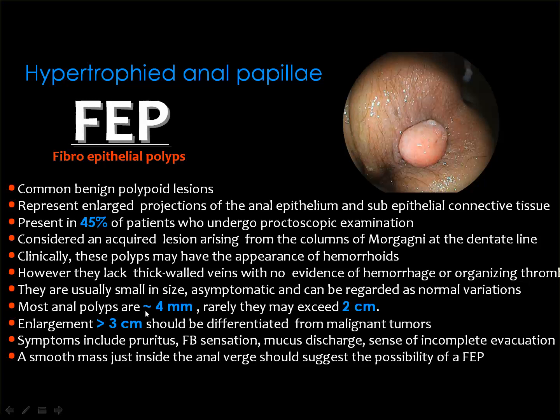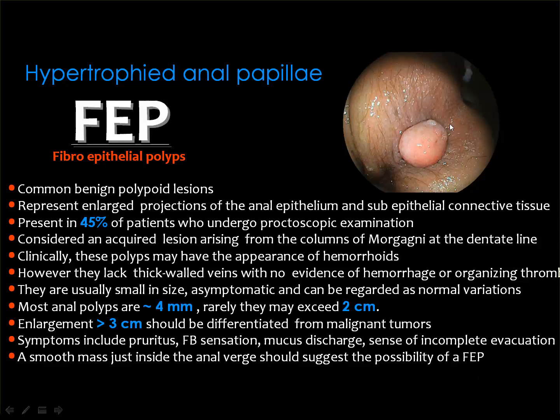The size is from about 4 millimeters up to 2 centimeters, while lesions above 3 centimeters in size should be assessed for the possibility of malignancy. Some of the symptoms may include pruritus, foreign body sensation, mucus discharge, and the sense of incomplete evacuation.